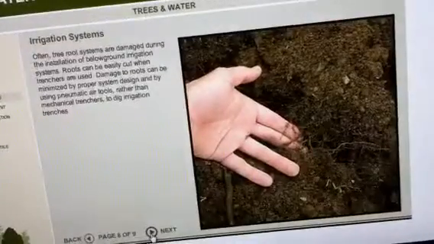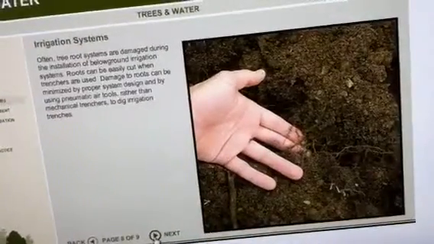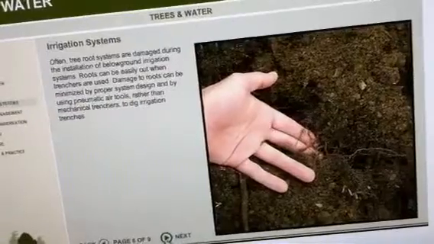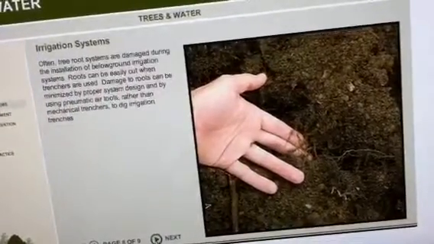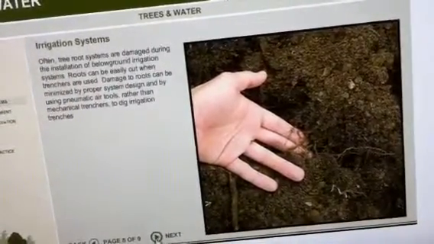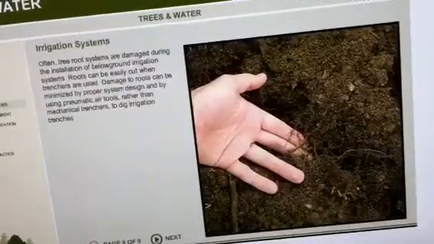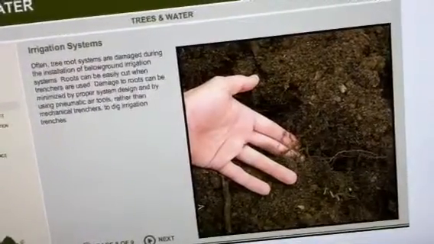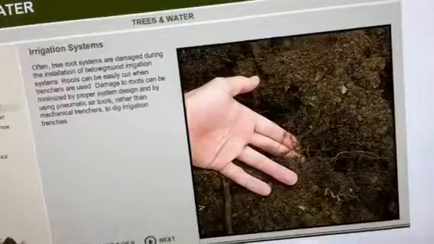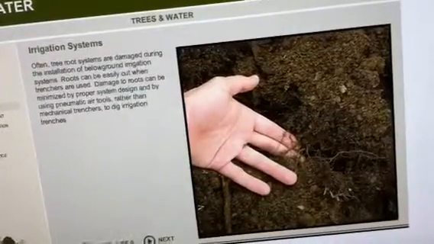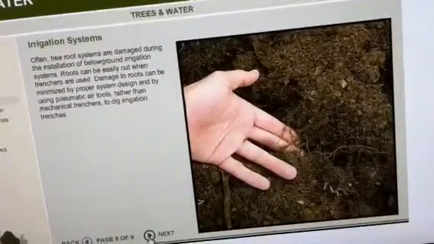Often, tree root systems are damaged during the installation of below-ground irrigation systems. Roots can be easily cut when trenches are used. Damage to roots can be minimized by proper system design and by using pneumatic air tools rather than mechanical trenchers to dig irrigation trenches.